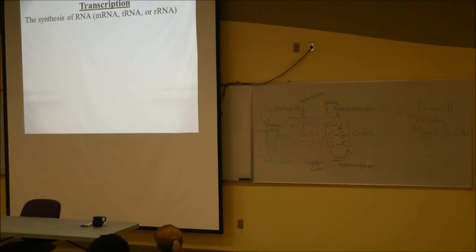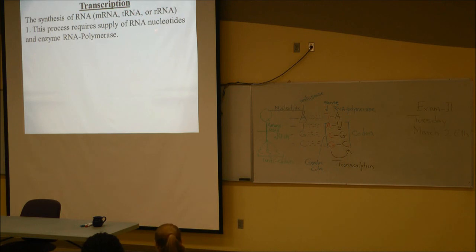Synthesis of RNA, mRNA, or any type of RNA. This is just what we just talked about. So what do you need to make RNA? You need supplies of RNA nucleotides. Name them for me, please, quickly. Adenine, uracil, guanine, and cytosine. And the enzyme, RNA polymerase.